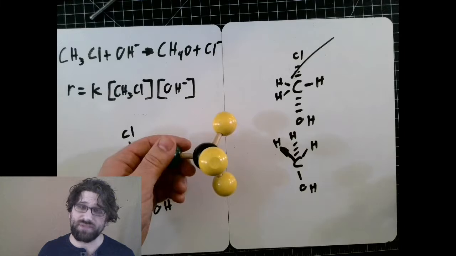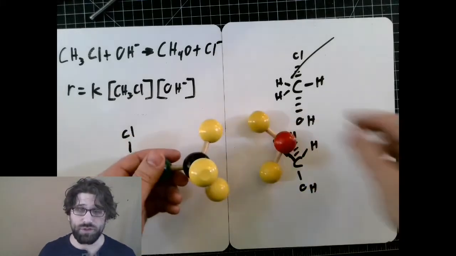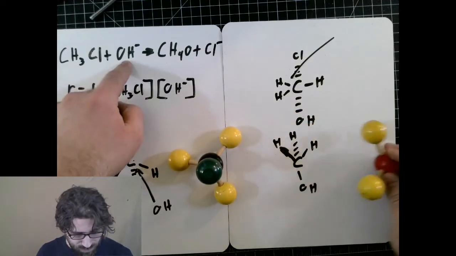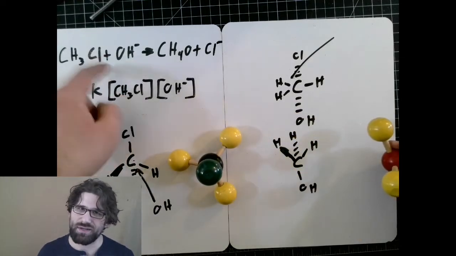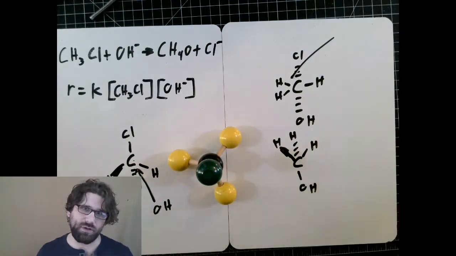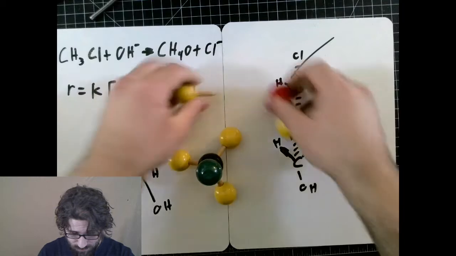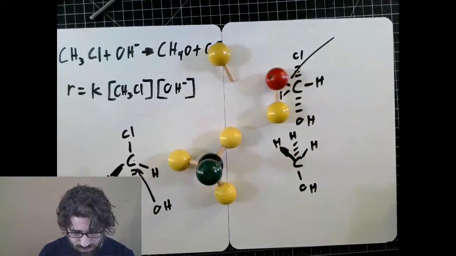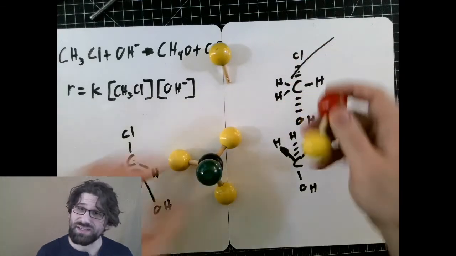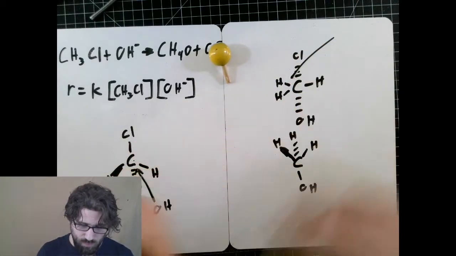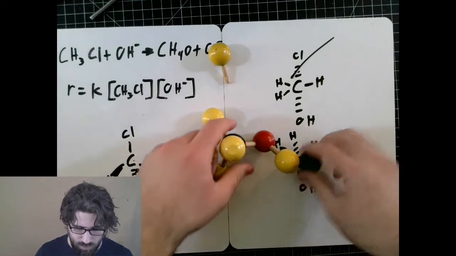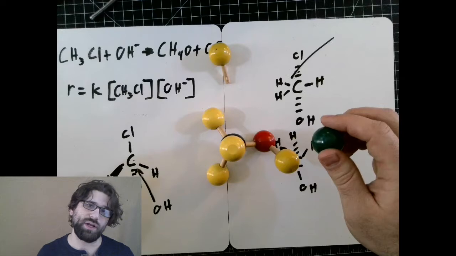If I have a sample of this in a solution of water, well, these two could interact and nothing's going to happen. The reaction doesn't depend on water, it depends on hydroxide. So the reaction will proceed according to how many hydroxide ions are in the water. Remember, water can dissociate naturally into hydroxide and hydrogen ions. So this hydroxide could then interact with this chloromethane and form that methanol.